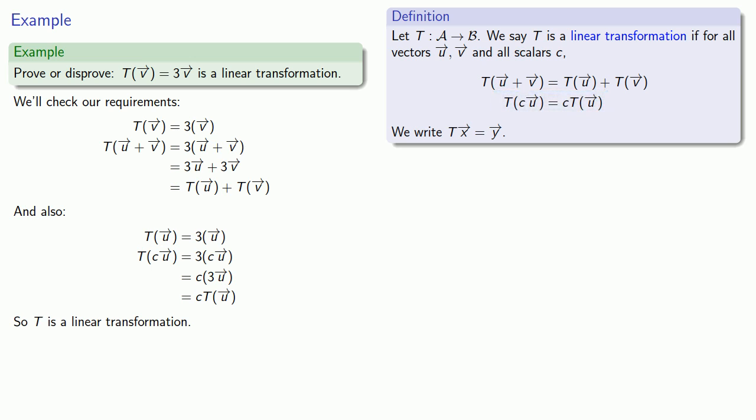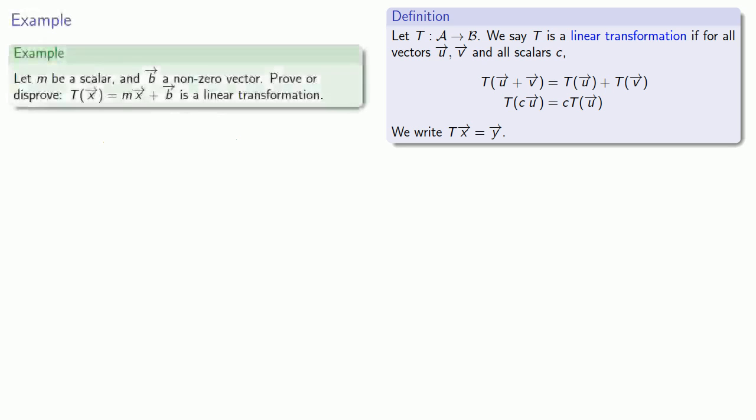And so, since everything we need is in fact present, we can conclude that T is in fact a linear transformation. Let's take a look at another problem where we have a different transformation. So again, we have our starting point, T of the vector sum u plus v, and we have our desired ending point, T of u plus T of v.